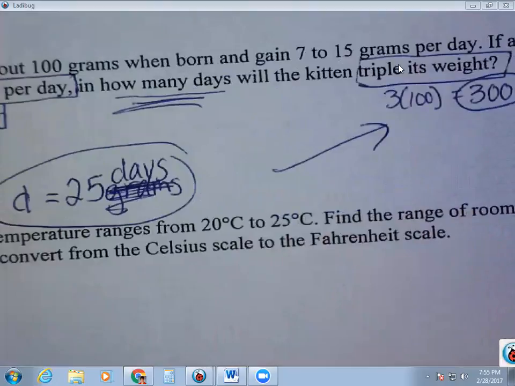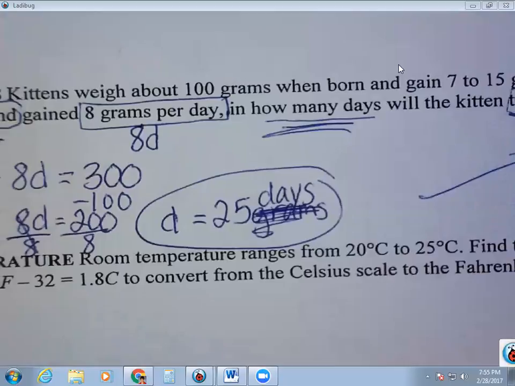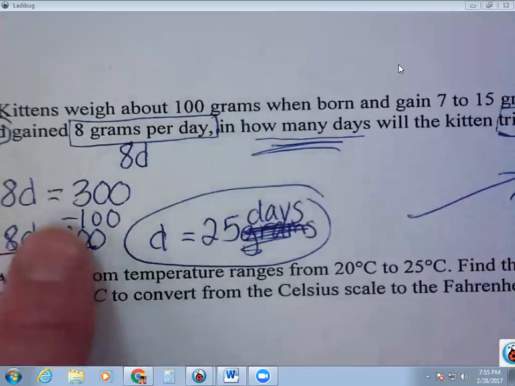Now it's going to triple its weight in a little under a month. So that's pretty cool. Don't worry about number 14. This is really the one I wanted you to get.